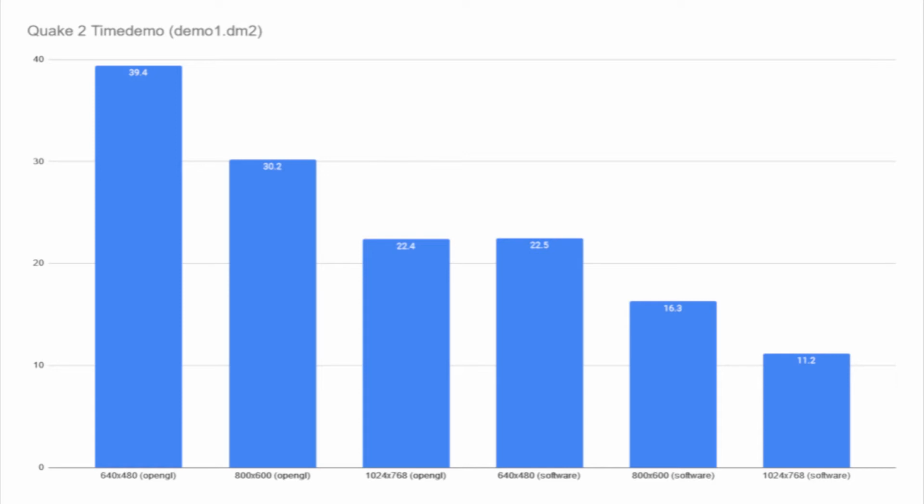I had to go with the software renderer as well, so looking at 640 by 480 with the software renderer, you're getting about the same performance as you do with OpenGL at 1024 by 768, so 22 frames a second, not very playable, and then it just gets worse from there for the software renderer. So OpenGL seems to be the way to go on this card with this machine. Happy with that, so I'll be playing Quake with OpenGL at 640 by 480.